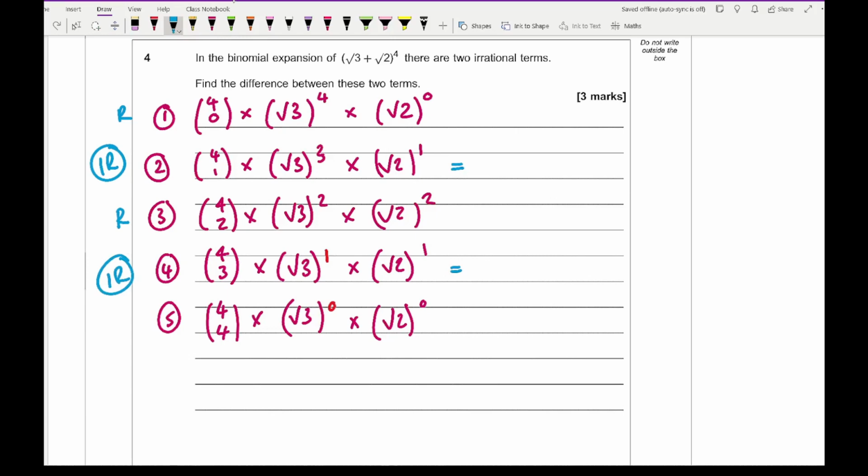So if I type that straight into my calculator, for this one I'm going to get 12 root 6, and for this one I'm going to get 8 root 6. Now the question's asked for the difference between the two, so the difference is going to be 12 root 6 minus 8 root 6, which is 4 root 6, and there is my final answer.